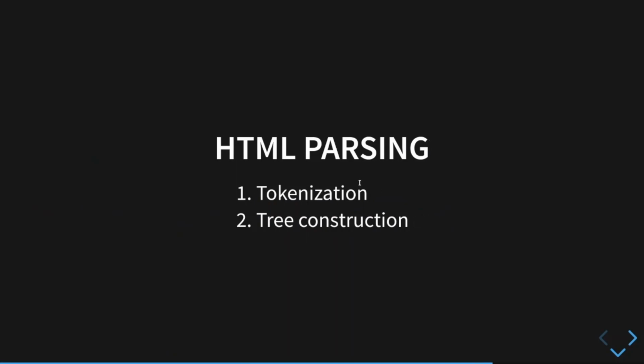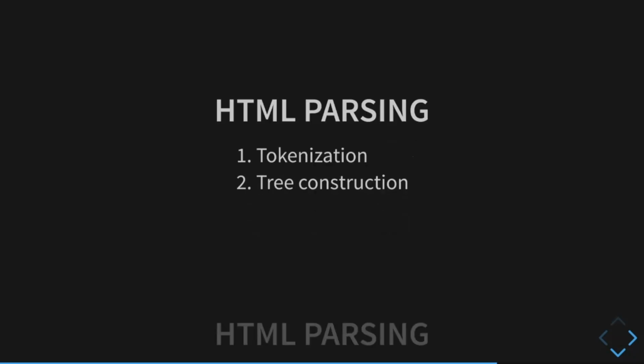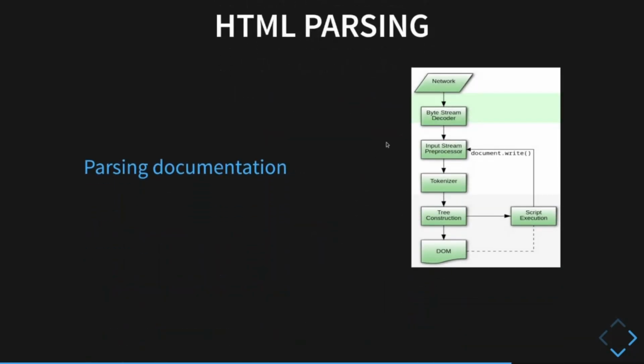So we have two steps of HTML parsing. The first step is tokenization, and the second is tree construction. It's very simple. It starts here, in an image from the multi-page parsing HTML link. So it starts from the network.